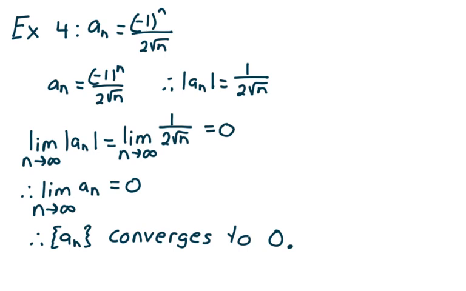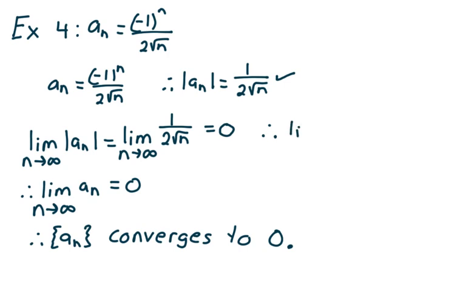Suppose a sub n is negative 1 to the n divided by 2 times the square root of n. But if I take the absolute value of a sub n, I get 1 over 2 times the square root of n. The limit as n goes to infinity of the absolute value of a sub n is equal to the limit as n goes to infinity of 1 over 2 times the square root of n, and that's equal to 0.